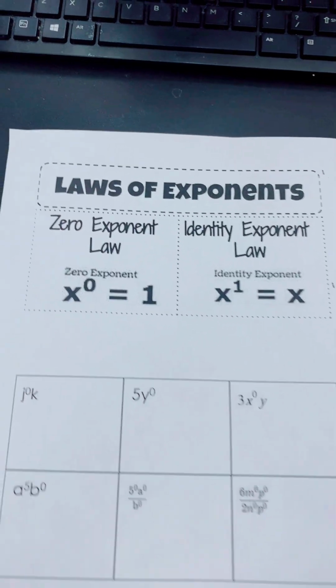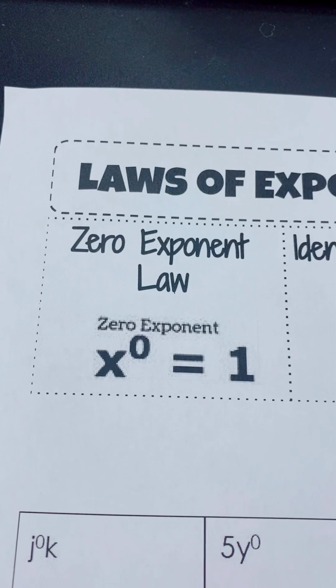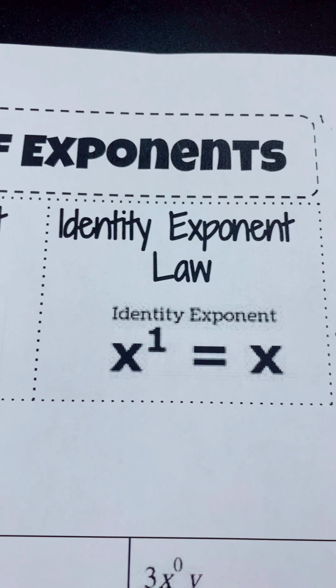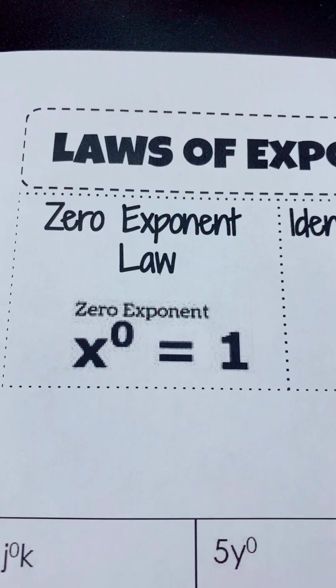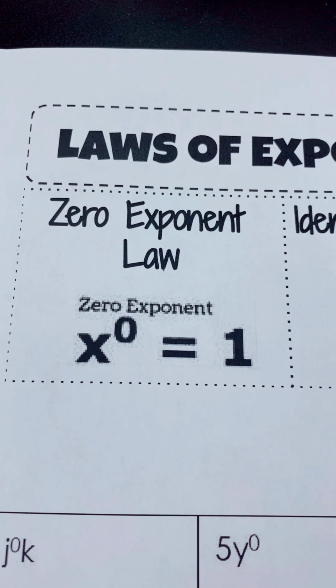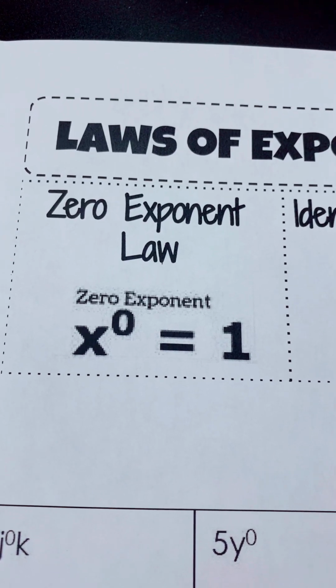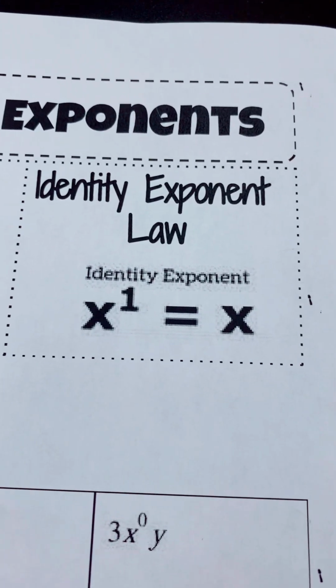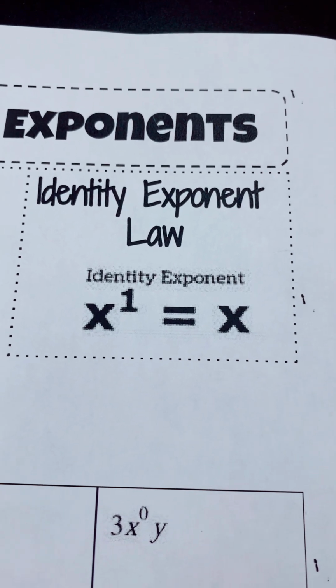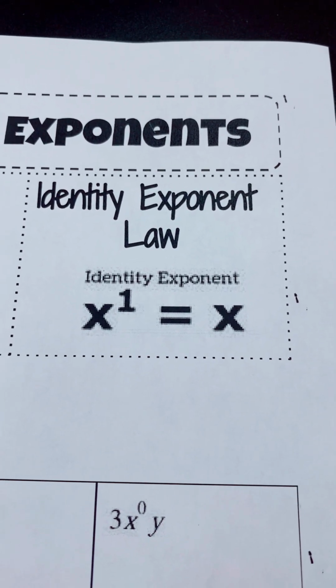Laws of exponents. Today we're going to focus on the zero exponent law and the identity exponent law. The zero exponent law says anything to the zero power is equal to 1, and the identity exponent law says anything to the power of 1 is itself.